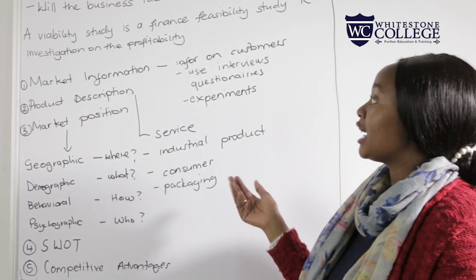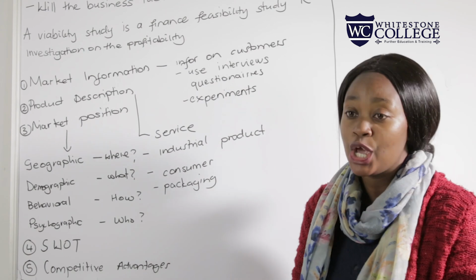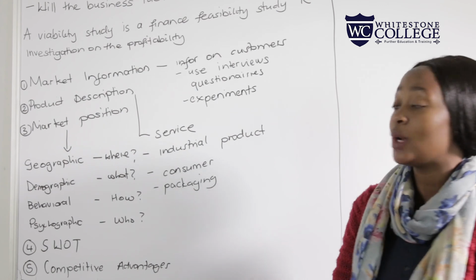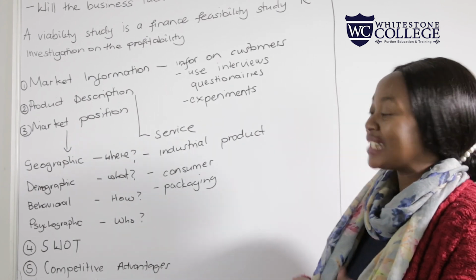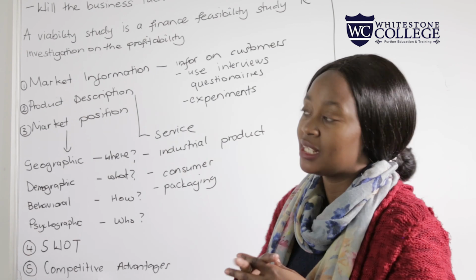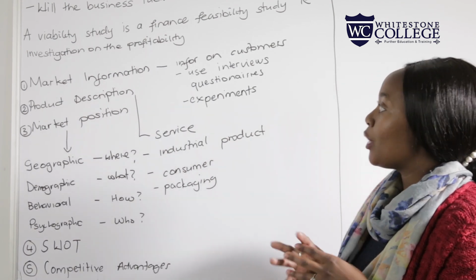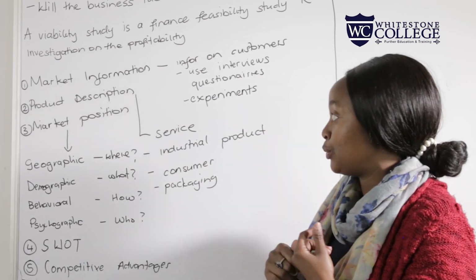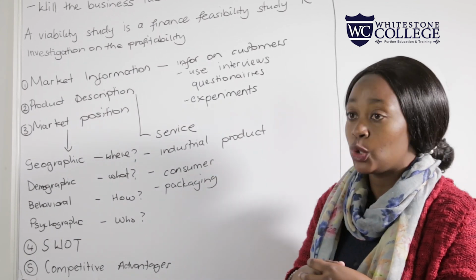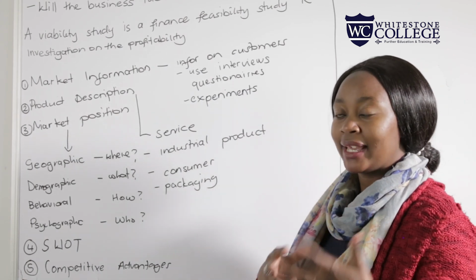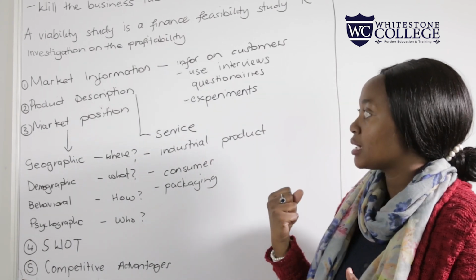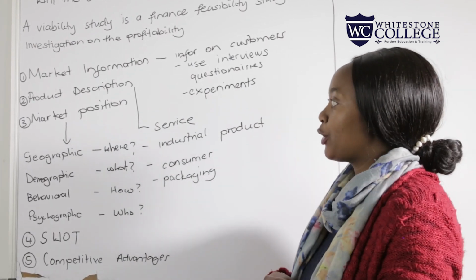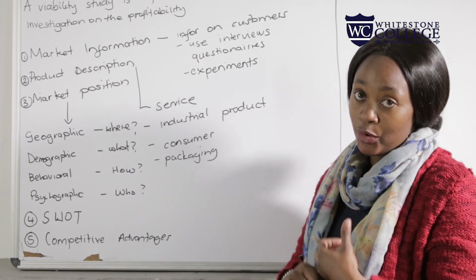So for you to know the market information, you can use interviews. You can use closed interviews, or you can use more open interviews. And then you can use questionnaires, you can use experiments, depending on the kind of product that you are using. You are supposed to also know the advantages of the different types of interviews that you are going to use. On the market information, you can also look at the social media, look at the market trends that are there, then you are able to grasp and know the market information on your product.